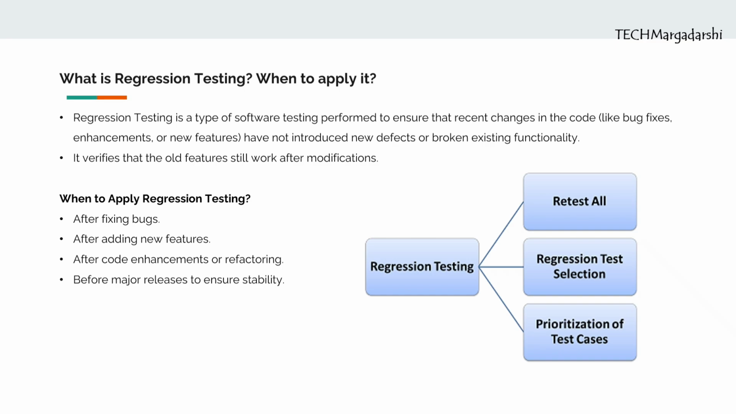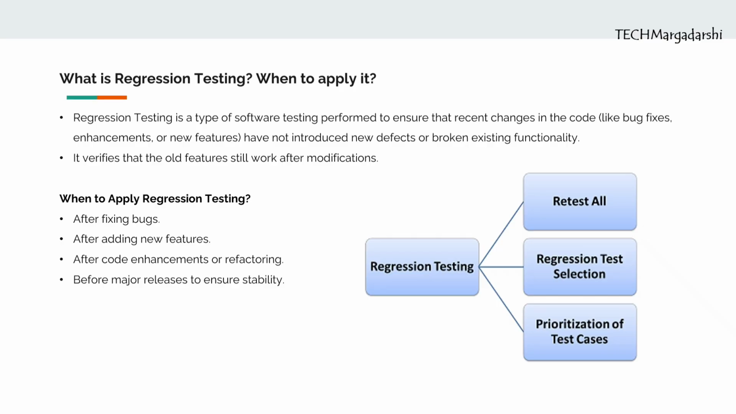The first one is retest all. Here, we re-execute all existing test cases to make sure nothing is broken after a change. Advantage, maximum coverage. Disadvantage, very time consuming and expensive.